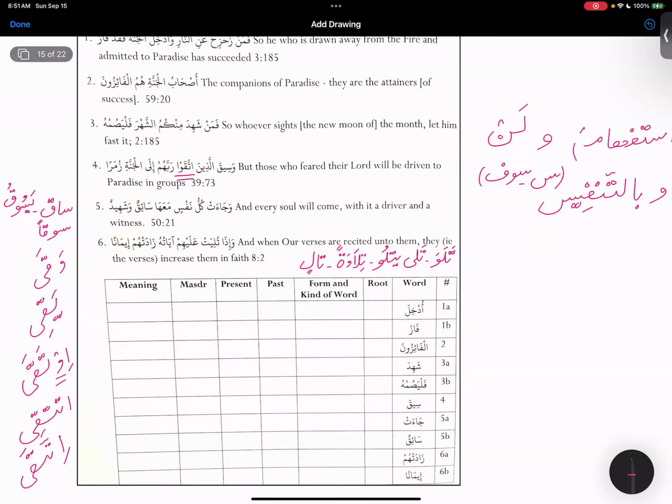In mudari, it will be yattaquna. Over there it takes dhamma, but in the past it is taking fatha, and the waw is fine. So this is how it will go. Ittaqaw rabbahum, rabbahum is what? Maful bihi for ittaqaw. And ilal jannati is what? Jar majrur, mutaalliq. And zumara could be the tamyiz of it, or even it could be hal, in group.